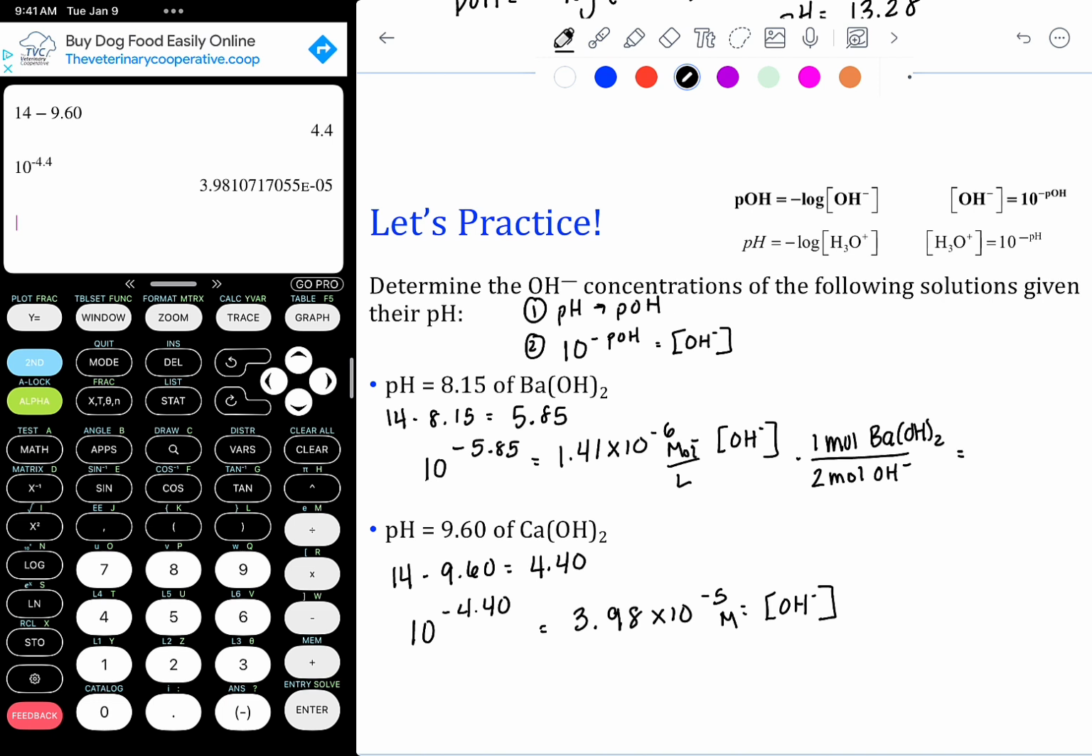So look at how the problem is worded. Does it want the OH minus concentration, or does it want the original concentration of the base? Because you're going to have to do some additional steps depending on what they're asking for. If you're asked for the original concentration of the base, then you have to do the second step. If you're only asked to find the OH minus concentration, then you can stop here where we did.